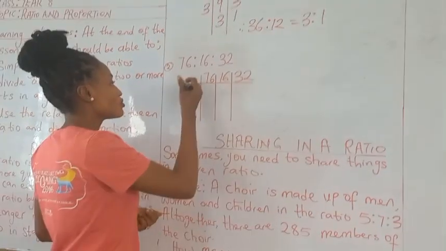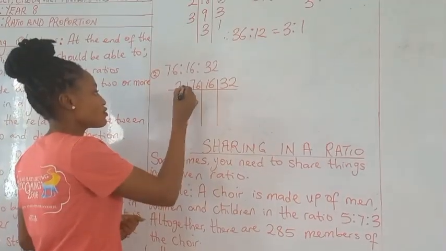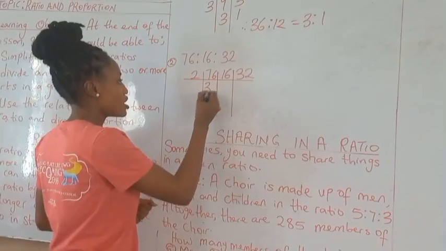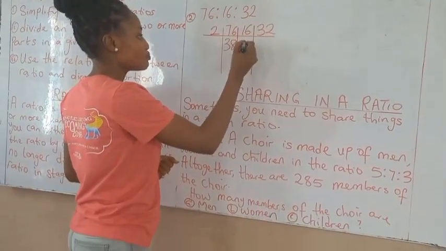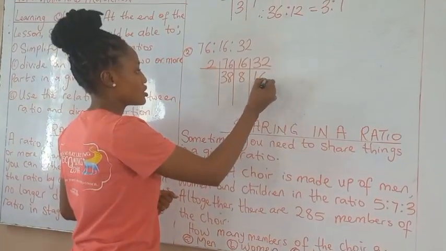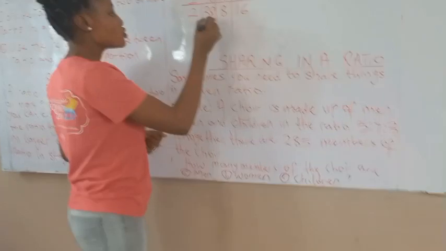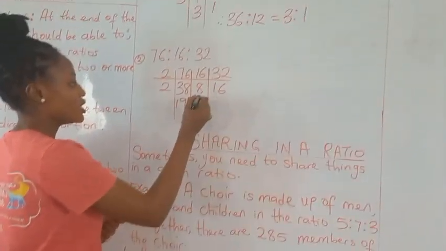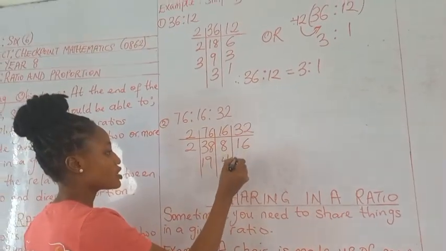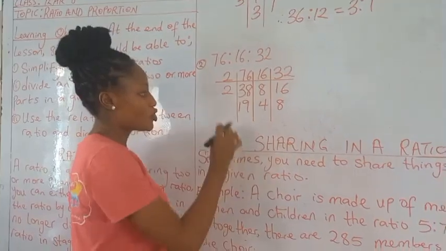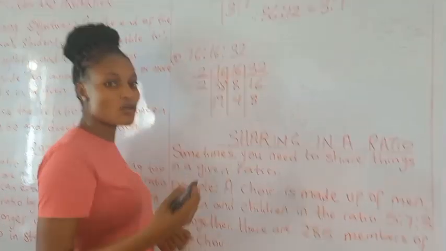What is the common factor for this? Let's start from the least, which is 2. 2 in 76, that is 38. In 16, 8. In 32, 16. 2 can still go. 2 in 38, 19. In 8, 4. And in 16, we have 8. We don't have a common factor for all these numbers again.